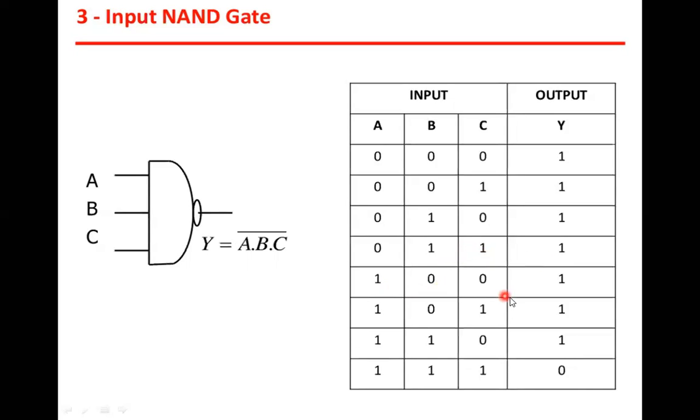For 1, 0, 0, it is 1. For 1, 0, 1, it is 1. For 1, 1, 0, it is 1. And for all three inputs high, 1 dot 1 dot 1 is 1. 1's complement is 0. So only in the case of the last combination will we get the output as low, in the case of a NAND gate with 3 inputs.